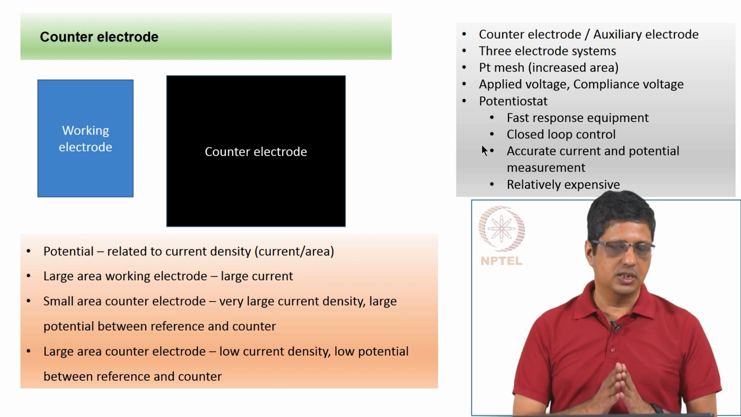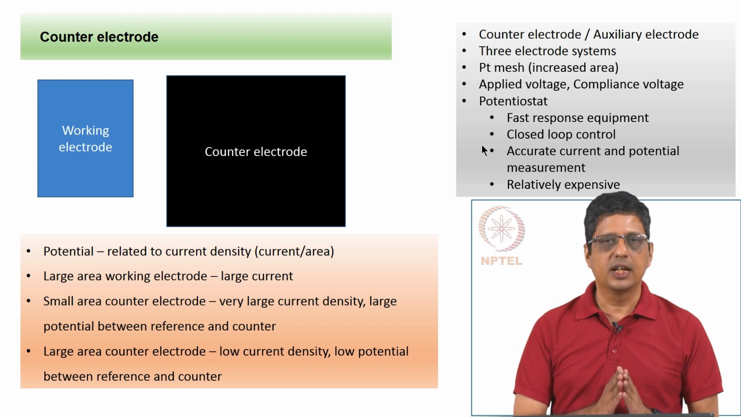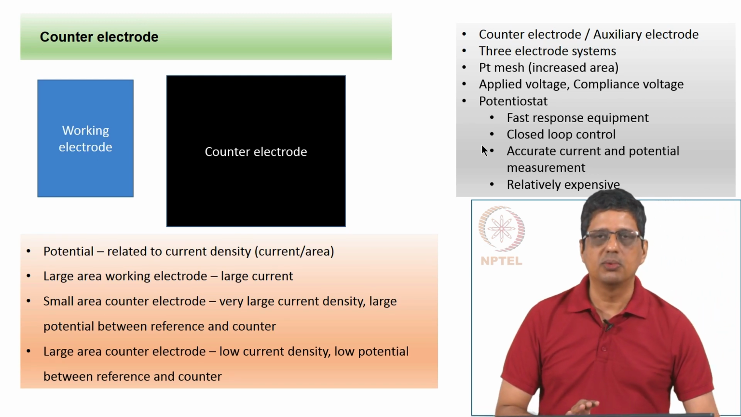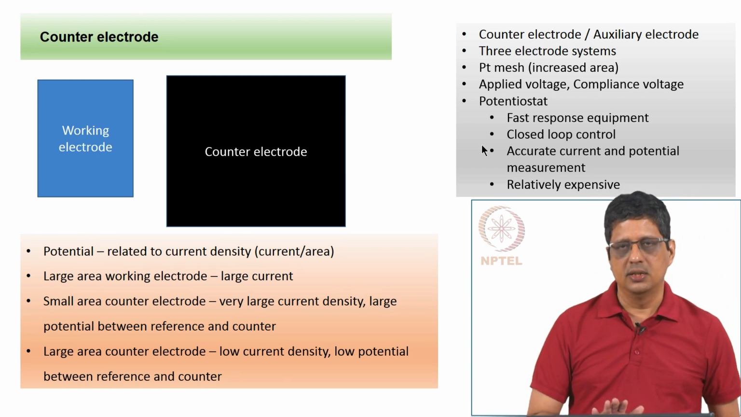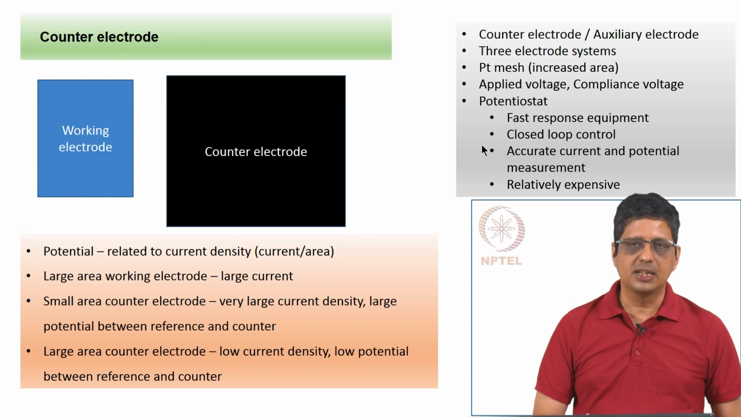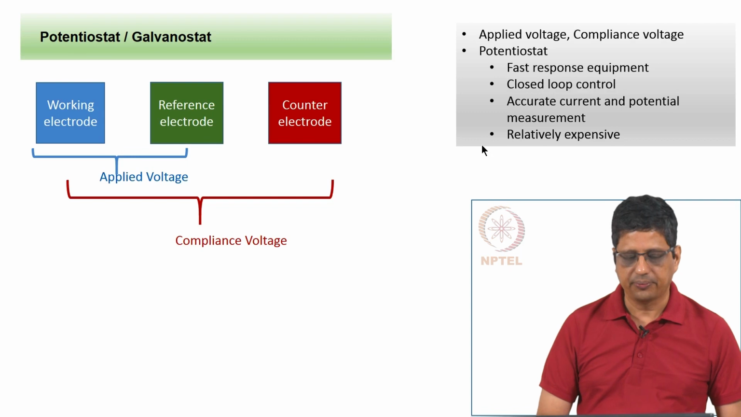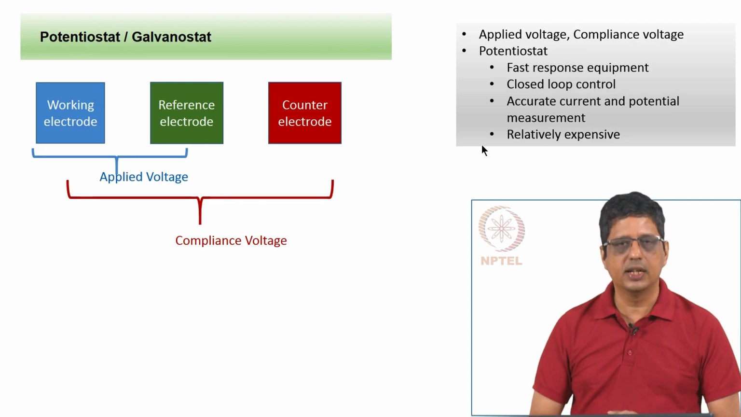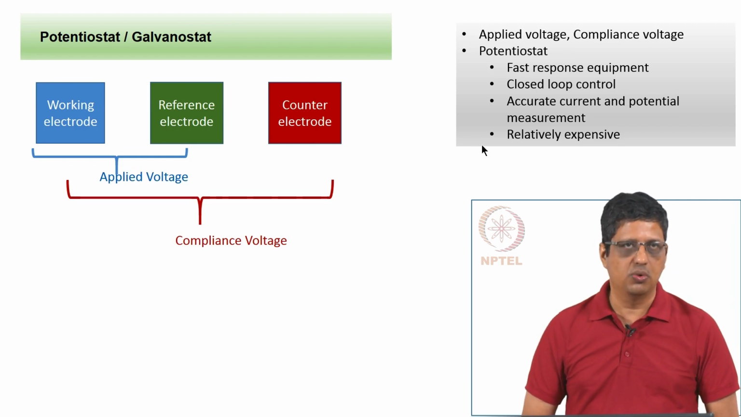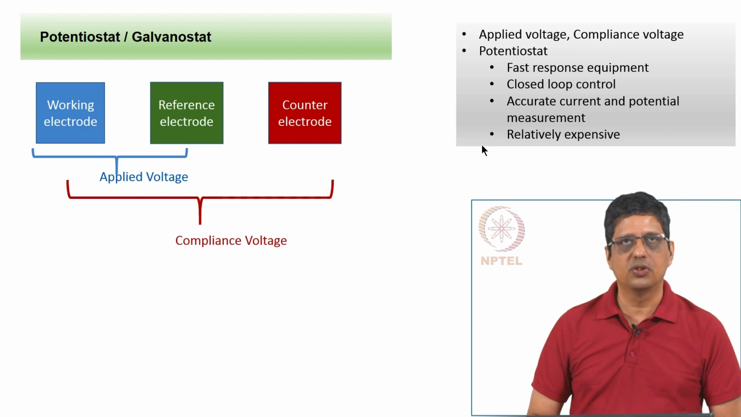If you have a 2 electrode system, it is very easy to get an instrumentation for that. But then 2 electrode system is probably useful only in electrical circuit analysis and in some special cases. In an electrochemical system, it is better to employ a 3 electrode system. So, this is just a pictorial description to tell you what is the applied voltage, where it is measured, and what is the compliance voltage. It is measured across the working electrode and the counter electrode.